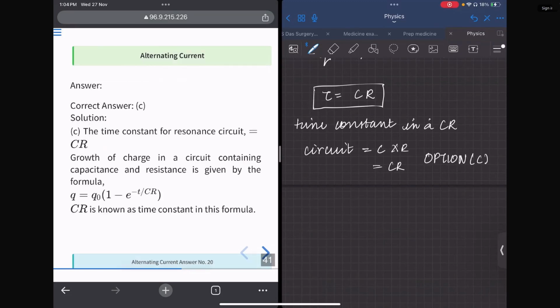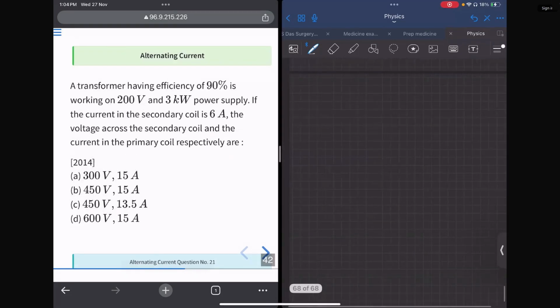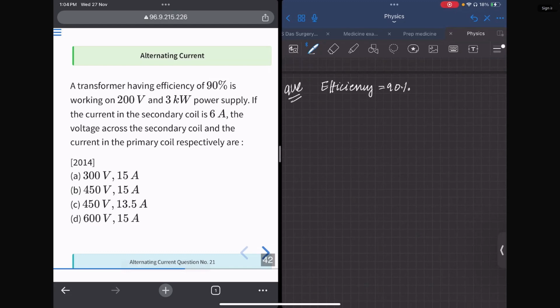Which is the solution. Okay, moving on to the next one, we have a transformer. So a transformer has an efficiency of 90%. So efficiency is 90%, and it is working on a 200 volt and 3 kilowatt power supply. So we know that a transformer has a primary coil and it has a secondary coil. Primary coil is the input and secondary coil is the output.